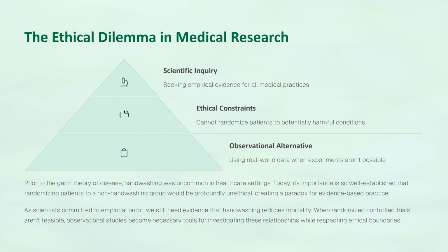Now, why can't we just do randomized controlled trials all the time? And I've mentioned this over and over. It's really due to the ethical quandaries that can be created through medical research. So essentially, we always try to seek empirical evidence for all the clinical decisions we want to make, but sometimes we have ethical constraints that don't allow us to perform randomized controlled trials.